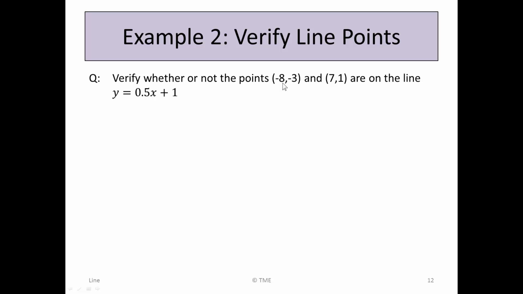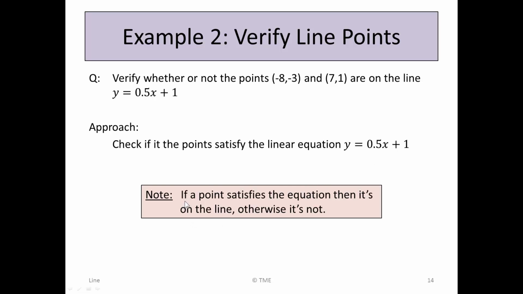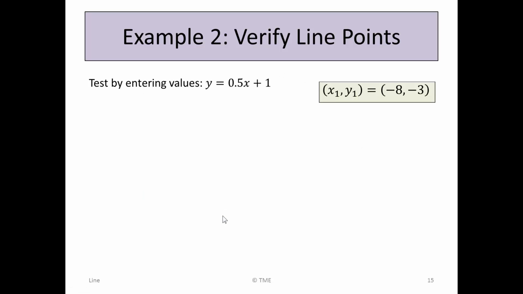So we have to check whether this point -8, -3 is on the line. The approach we use is we check if the point satisfies the linear equation. So if we plug in the numbers into the equation, is it still an equation? So note, if a point satisfies the equation, then it's on the line. Otherwise, it's not. So how does this work? We'll test by entering the values. The function was y equals 0.5x plus 1, and the point we're interested in is this. Is -8, -3 on this line?